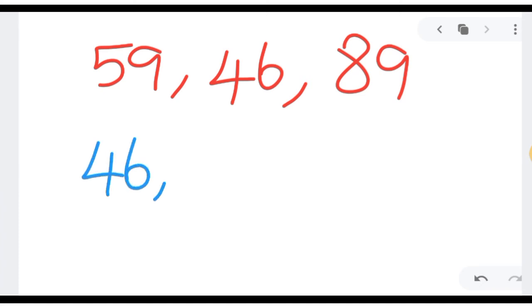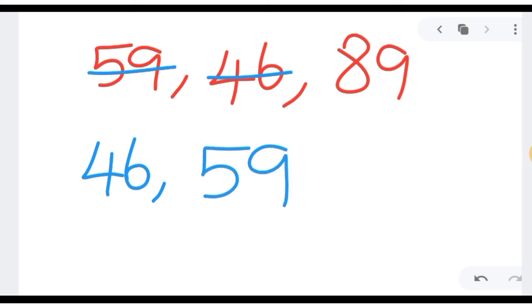46. So 46 we have written. So I strike that out. The remaining numbers are 59 and 89. We have to compare these two numbers. Which is the smaller here, 59 or 89? 59 is the smaller because 5 is in the tens place. 5 is smaller than 8. So we should write that, right?